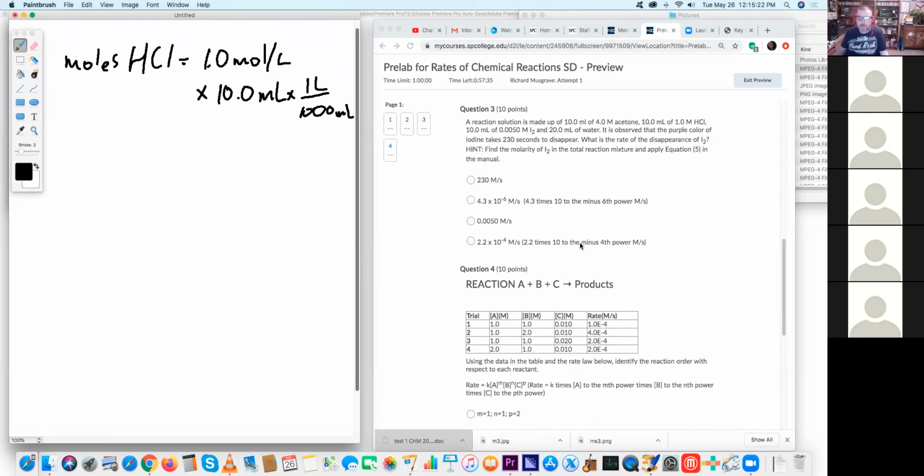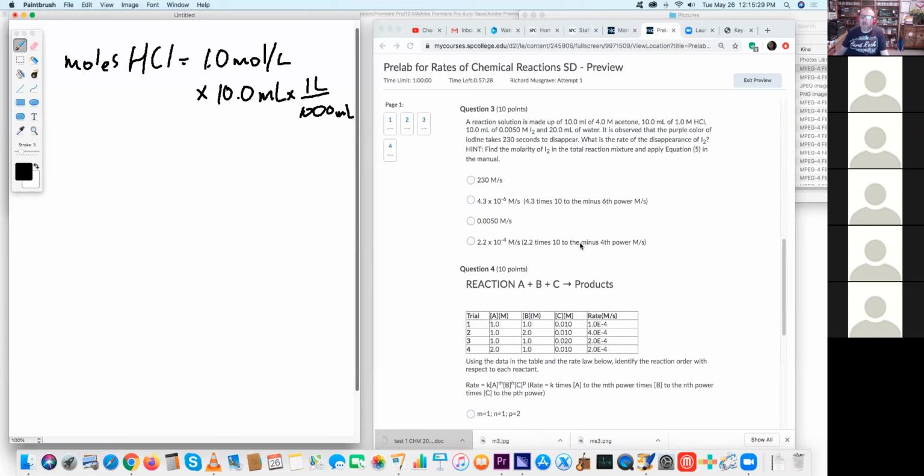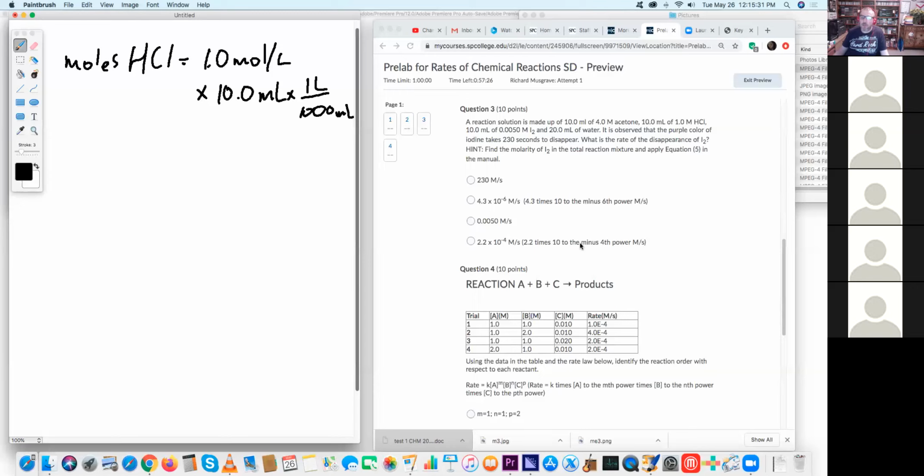Question three. A solution is made up of all of those things. Observe the purple color takes 230 seconds to disappear. So what you're doing in this reaction is you're reacting all these different things together, the acetone, the HCl, and the I2. And the I2, as you can see, is very little of it. So it gets all used up. And the I2 is actually purple or brown or yellow or something, and it becomes colorless when it's gone. So that's what's happening in the reaction.